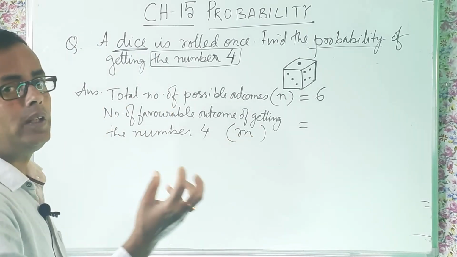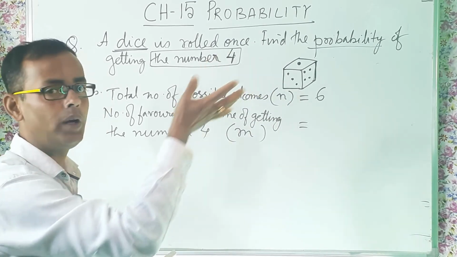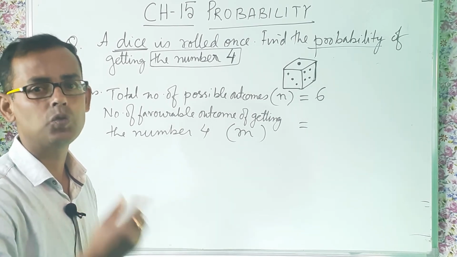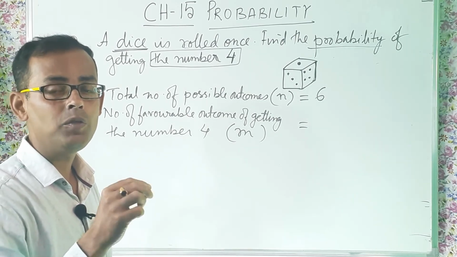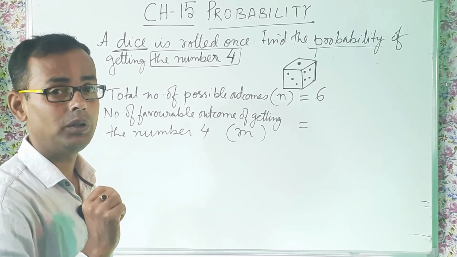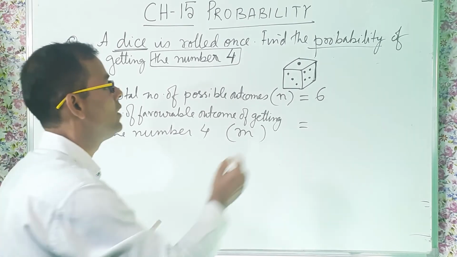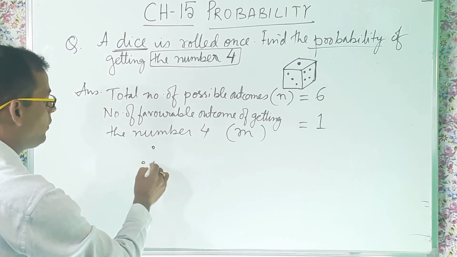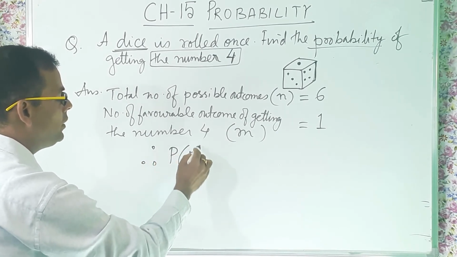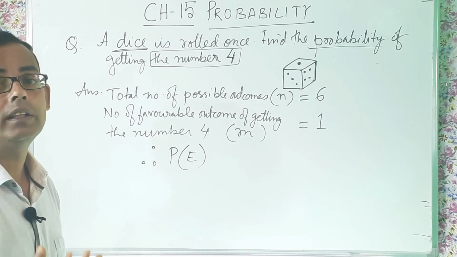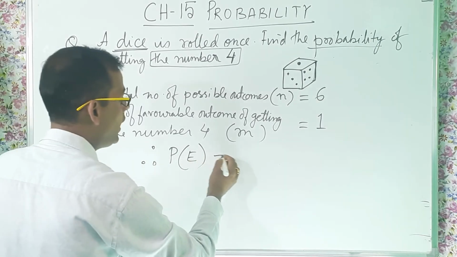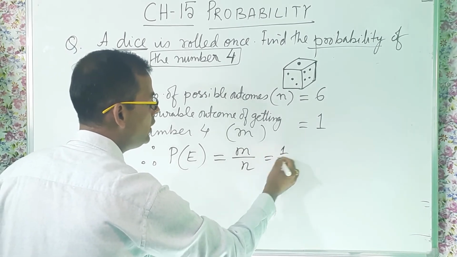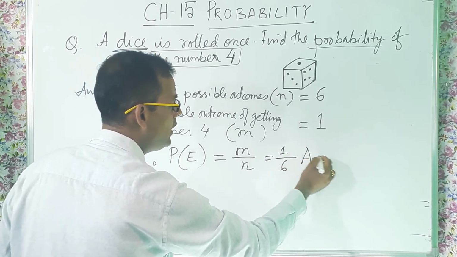So when you take the dice and roll it one time, what can come? It can come 1, 2, 3, 4, 5, 6. So everyone has one chance to come. So 4 can come only one time. So we will write 1. Therefore, P(E), that is probability of the event. Event of what? Getting the number 4. The formula is m by n. So m is 1, and n is 6, and this is the answer.